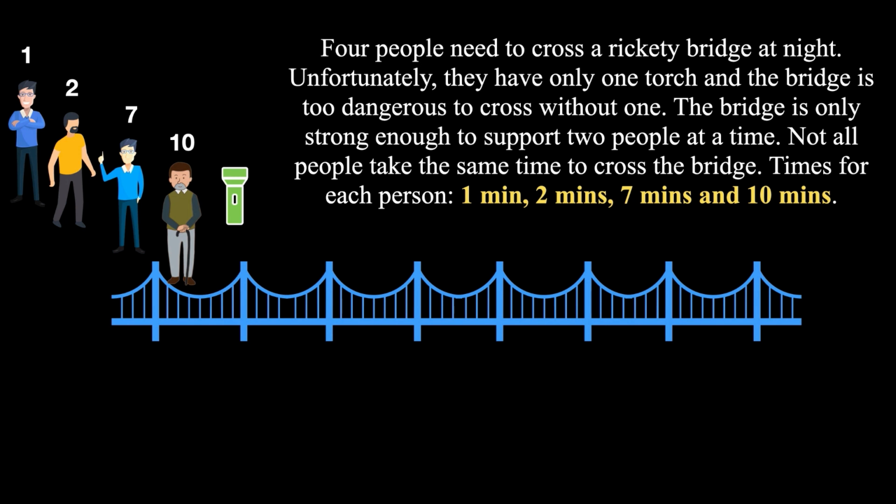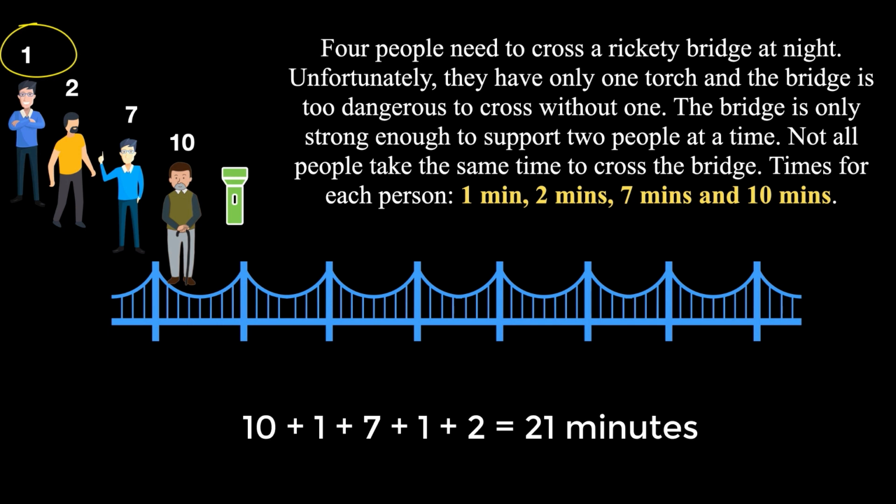Were you thinking of using the fastest person who takes 1 minute to travel to and fro till everyone has reached the other end? Yes, that can be done, but it will take 10 plus 1 plus 7 plus 1 plus 2 equals 21 minutes in total. If you try to merge the one taking 7 minutes and the one taking 10 minutes, we have to acknowledge that one of them will also have to return, which will take much more time than 21 minutes.